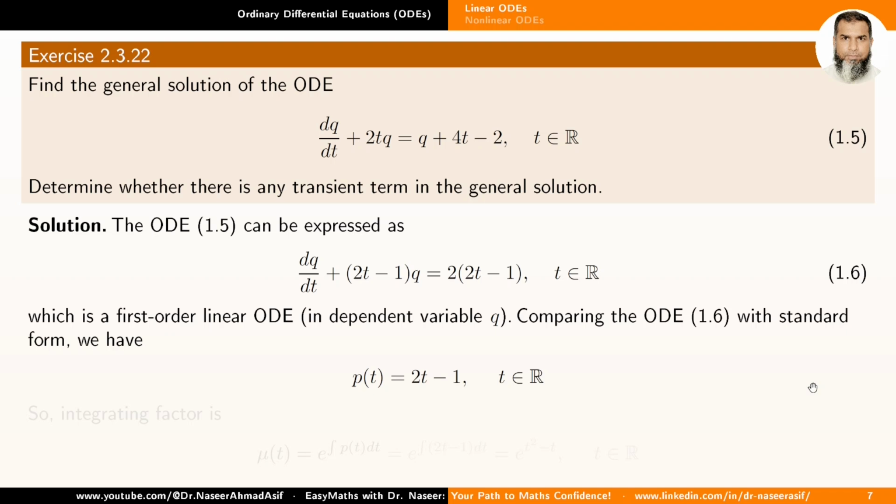So the integrating factor is mu of t is equal to exponential of integral of p of t dt, which is equal to exponential of integral of 2t minus 1 into dt. So mu of t is equal to exponential of t square minus t where t belongs to R.